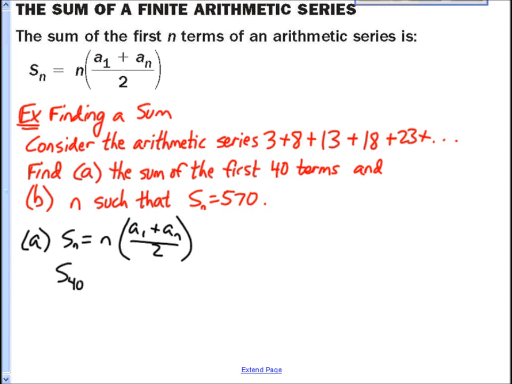So 40 is my n. Now we plug in. So I say, well, what's the first term? Luckily, we know the first term, right? It's 3. Sometimes you have to figure that first term out. A sub n, they're like, oh, we don't know a sub n. Okay, I've got to fill that in. Figure out a sub n, then we can plug it in and figure this thing out.